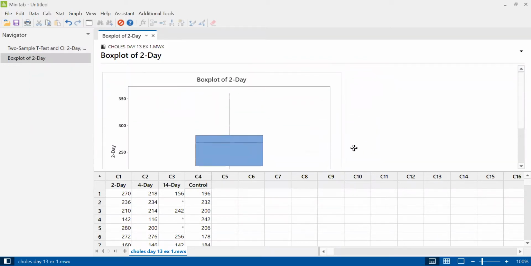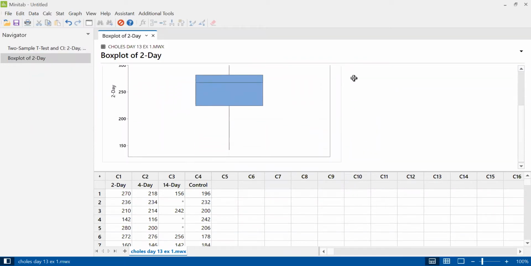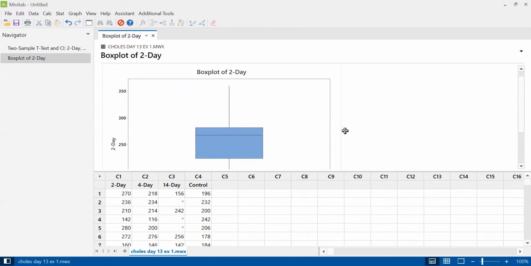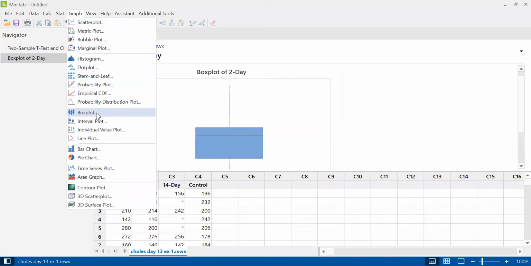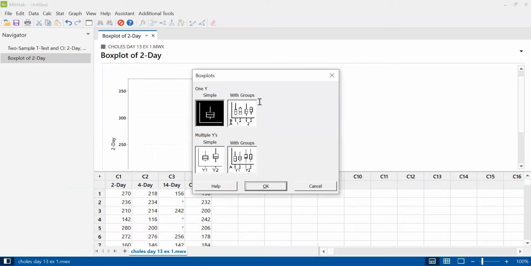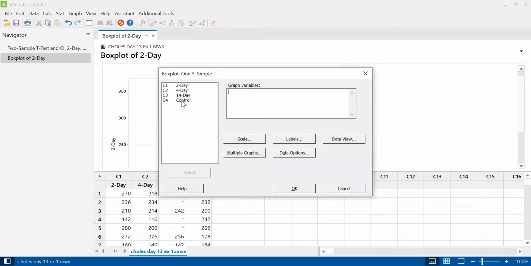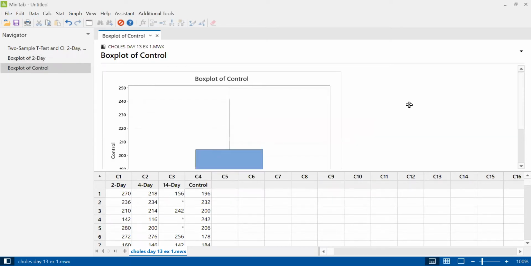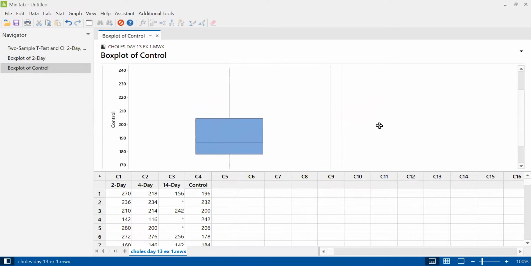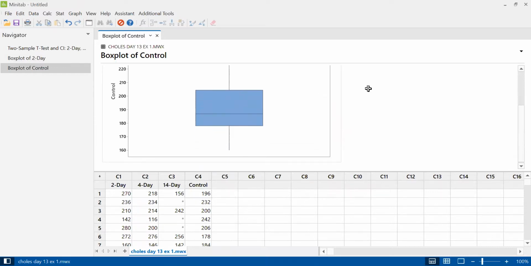Take a look at that. No asterisks on the top or on the bottom. I'm good to go. There's no outliers. So that was for the 2-day. Let's take a look at the same thing, but now for the control groups. I'm just going to remove the 2-day and add the control group and click OK. Now I'm just going to take a look at this one. Again, no asterisks on the top or on the bottom. I'm good to go with that. So there's no outliers in either set of data.